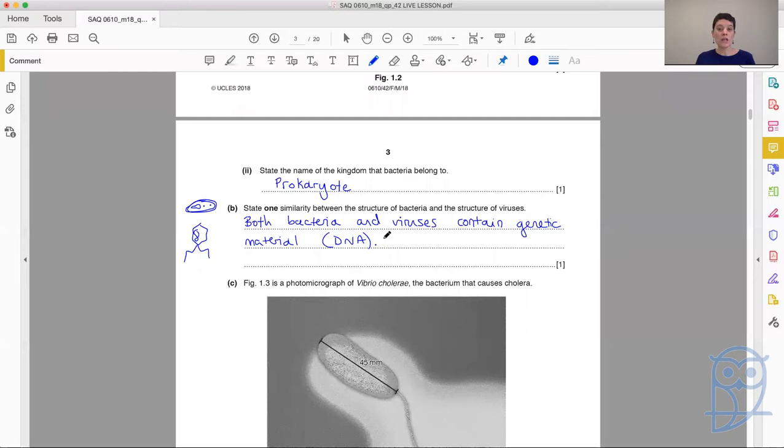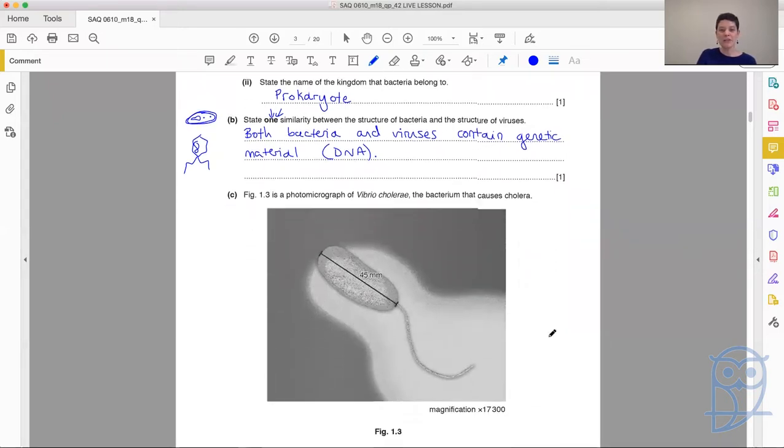Now, we might also say that both bacteria and viruses contain protein, but that would be an alternative answer that we would have had to give from the beginning, because they asked us just for one similarity. So we don't want to give two. We want to follow the instructions in our questions always. If they ask for one thing, we just give one thing. They're only going to mark the first thing we give. So there's no point in giving 6 different ones in the hope that somewhere you've got something right. If they ask for one, they're only going to mark that first one. So make sure that first one is right.